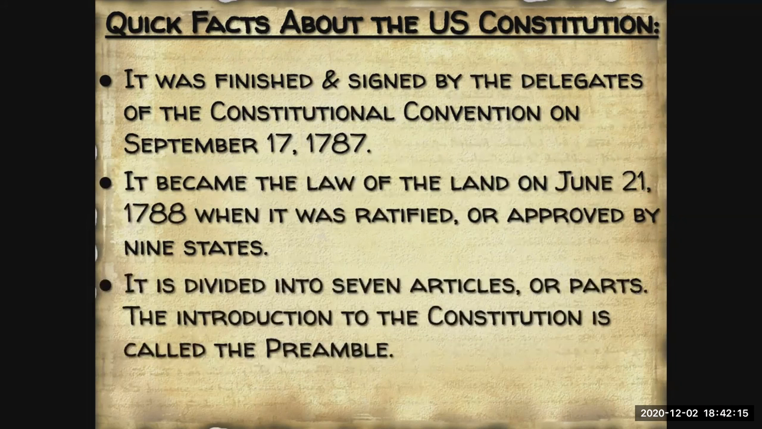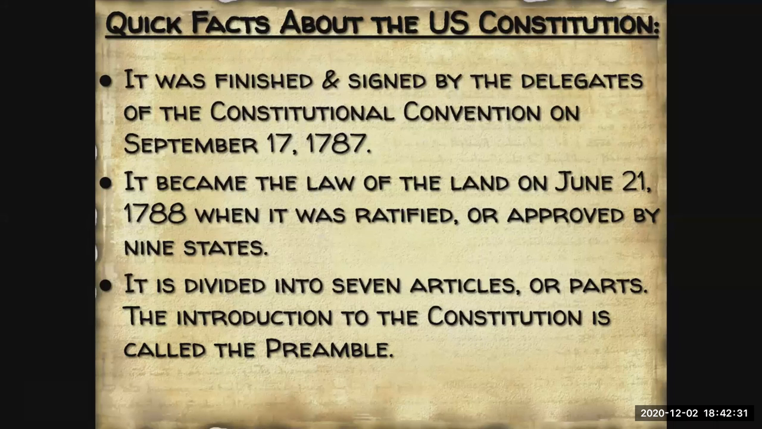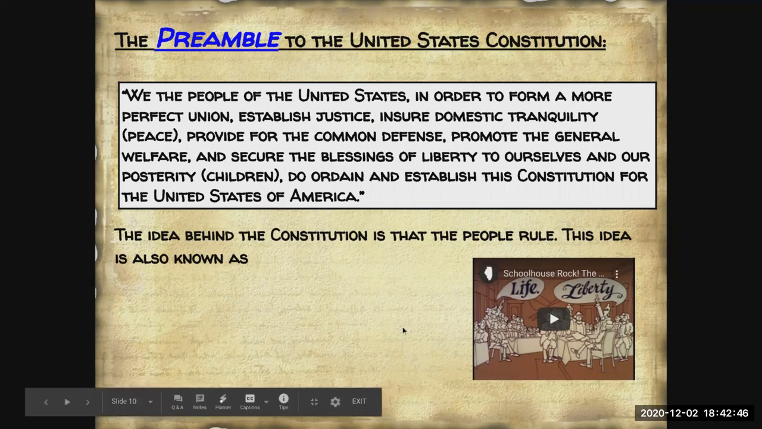The Constitution itself is divided into 7 articles or parts, and the introduction of the Constitution is what we call the preamble. So it's kind of like, hi, this is what this document's about, and then it actually goes into the different articles of the Constitution. So here is the text of the preamble of the United States Constitution. I will give you a second to read through this.